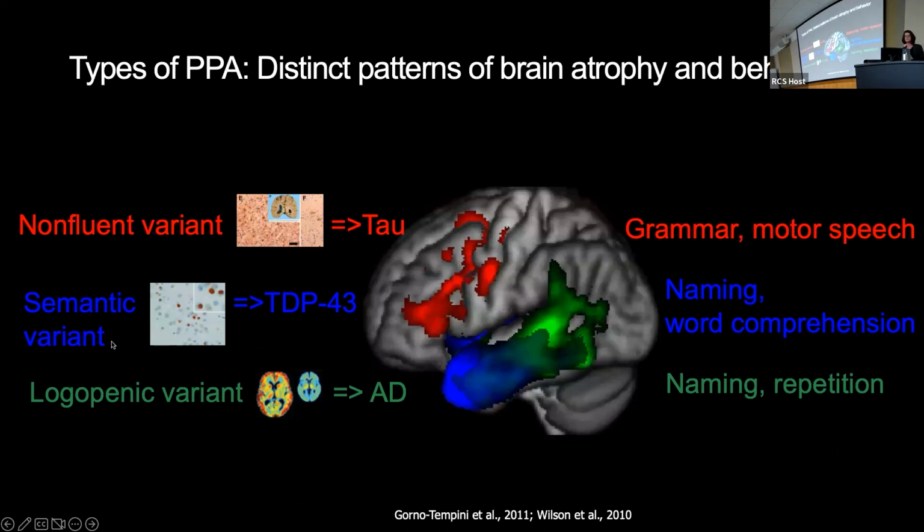The logopenic type, where people have word finding difficulties and difficulty with processing speech sounds. This is actually an atypical manifestation of Alzheimer's disease, where language networks are affected first and foremost. And importantly, these different clinical types correspond to different patterns of change in the brain and to different diseases. So speech pathologists can characterize an individual's speech language deficits and have some insight into what the likely disease is that's causing those changes.